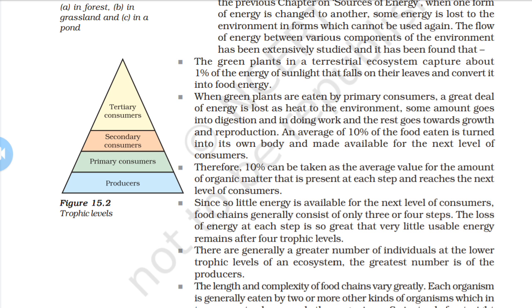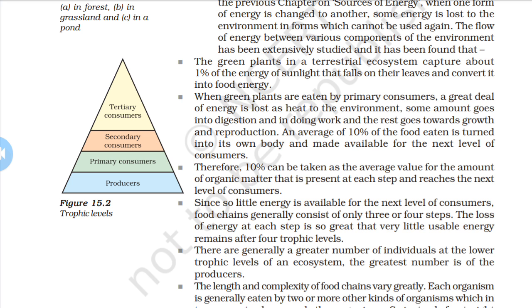First, producers, also known as autotrophs. That is the first trophic level. Second, primary consumers, also known as herbivores. That is the second trophic level. Third, secondary consumers, also known as small carnivores. That is the third trophic level. And last, tertiary consumers, the large carnivores. That is the fourth trophic level.